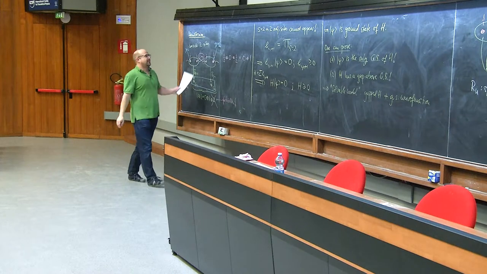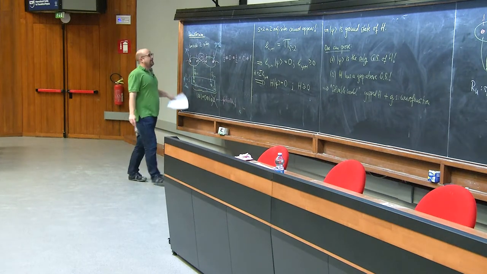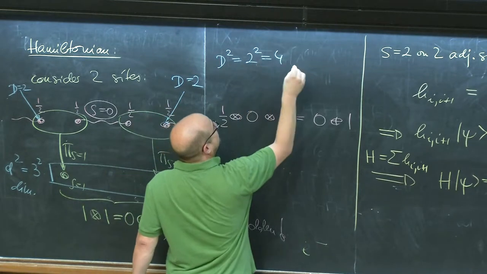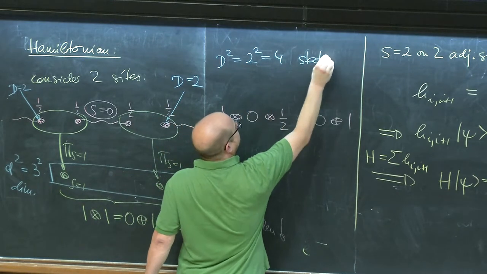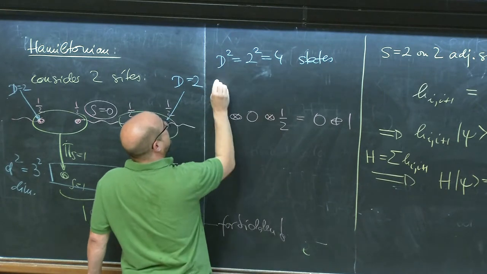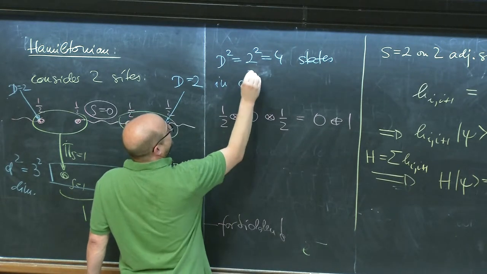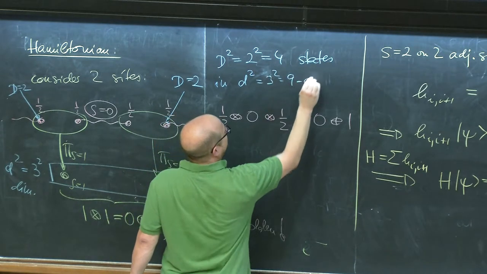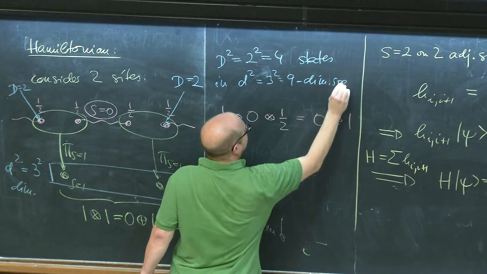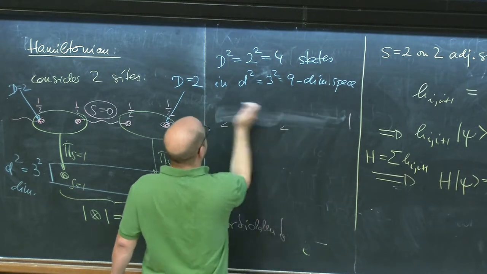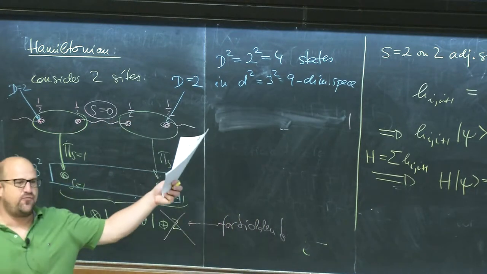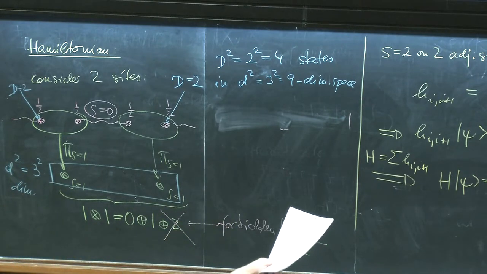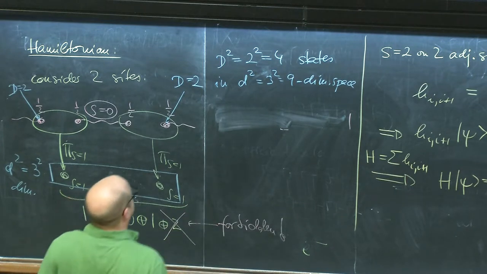And then basically what I said is, well, how many values can I obtain? Well, I can obtain d square equal 2 square equal 4 states, in a d square equal 3 square equal 9 dimensional space. And from that, I said, well, I can only get four states in the nine-dimensional space. Five are missing. I can define a Hamiltonian, which gives a higher energy to those which are missing, right?